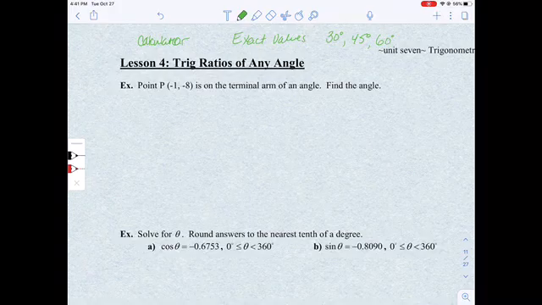60 degrees, 120, which is also a multiple of 30. All of those, the 90 degree, 180, the quadrantals, all of those we have to memorize. But anything else we don't memorize.